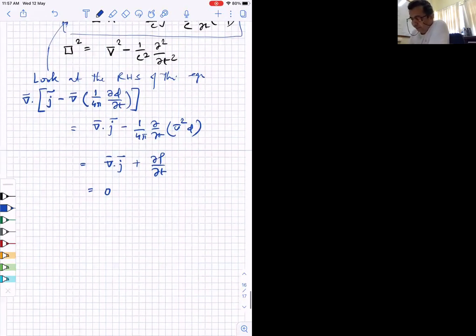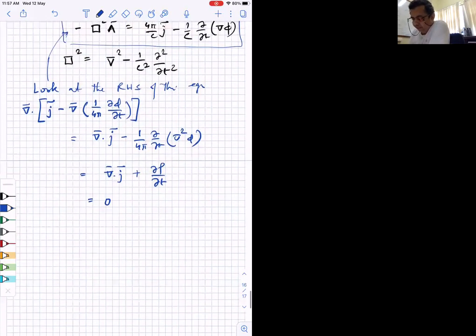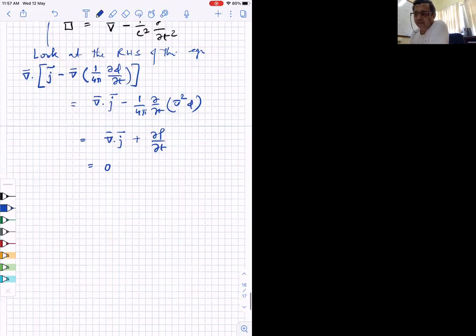Which means that if I write down this D'Alembertian again, because this thing is 0, I can write down this D'Alembertian, therefore, minus the squared of divergence of, if I write down this thing, this part is 0, of course, 4 pi by c, divergence of J minus 1 by 4 pi.